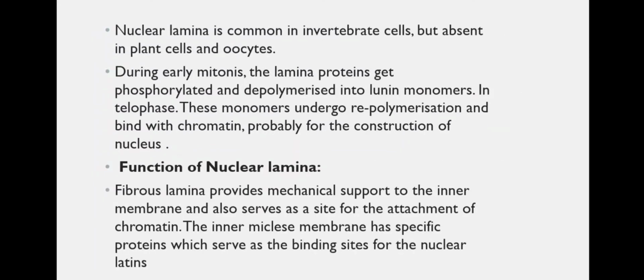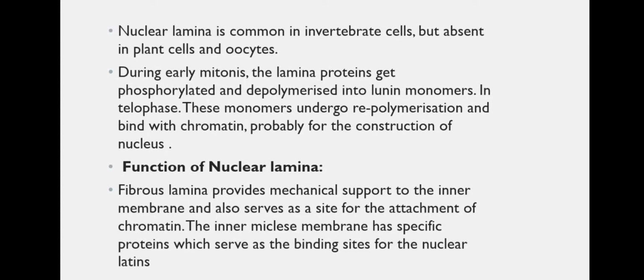Nuclear lamina is common in invertebrate cells but absent in plant cells and oocytes. During early mitosis, the lamina proteins get phosphorylated and depolymerized, and are converted into lamin monomers in telophase. These monomers undergo repolymerization and bind with chromatin for the construction of the nucleus.